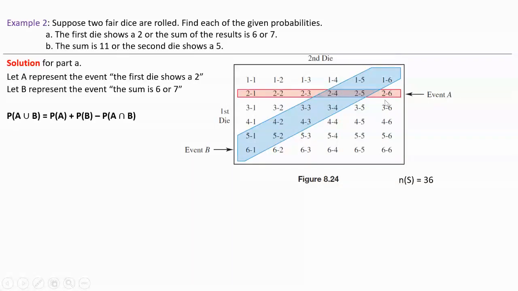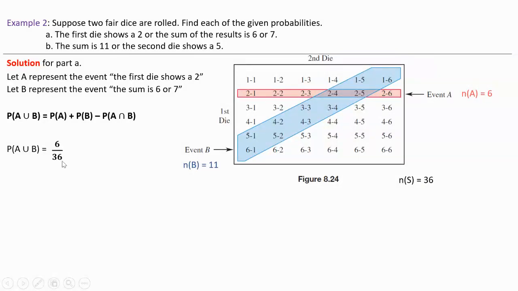1, 2, 3, 4, 5, 6. So event A has 6. How about B? B is going to be 11 because we're going to add them: 1, 2, 3, 4, 5, 6, 7, 8, 9, 10, 11.